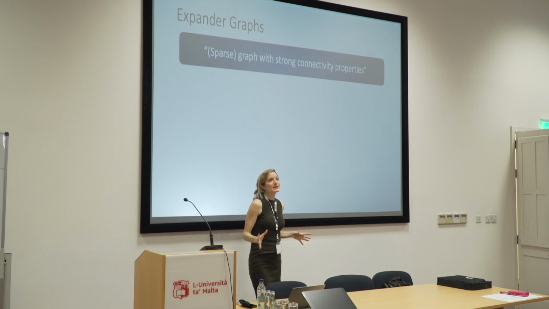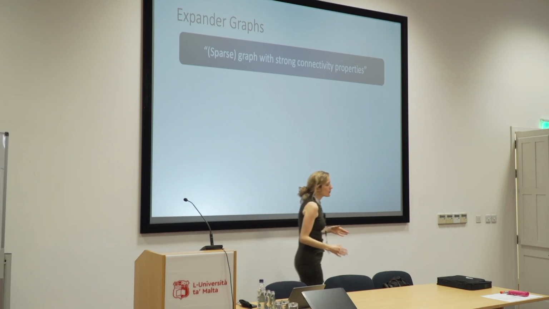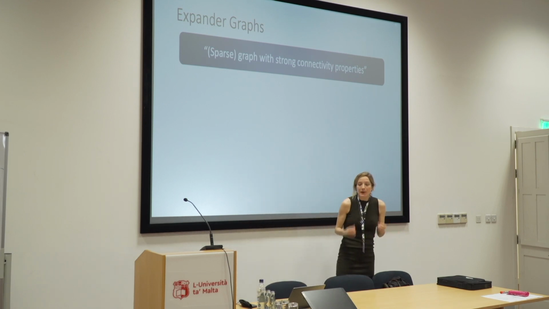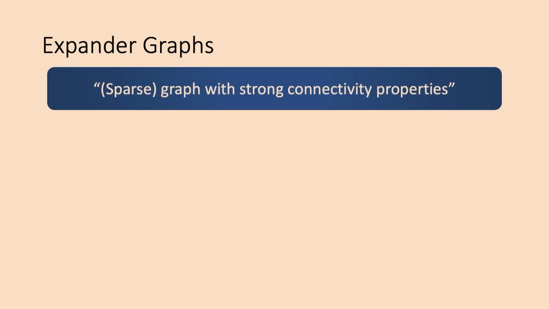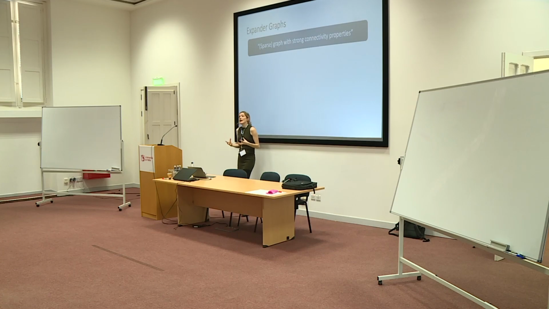But the first and most important takeaway message here is that expander graphs are graphs that are potentially sparse, in the sense that maybe they don't have a lot of edges going back and forth, okay? But even with that, they have strong connectivity properties.